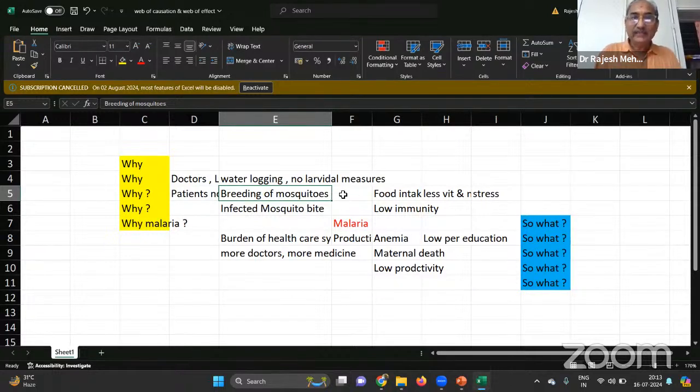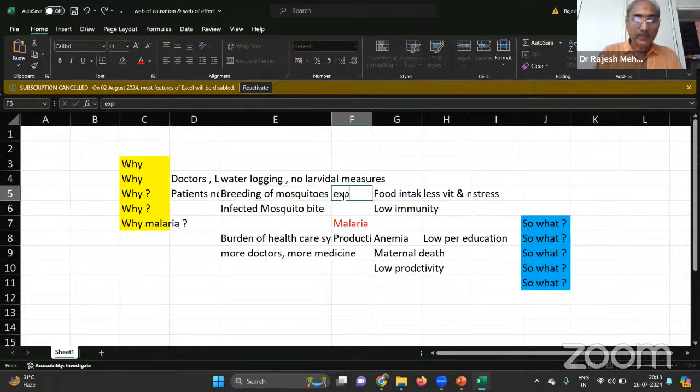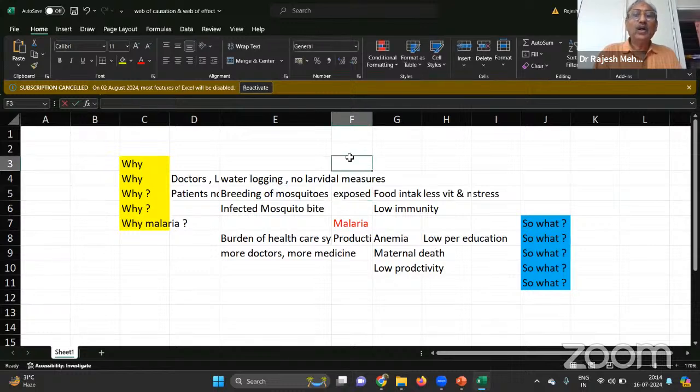You can also write something like people are exposed to outer environment, or you can say that screening of windows was not done, or that full sleeves were not used. So many things are reasons for infected mosquito bite.